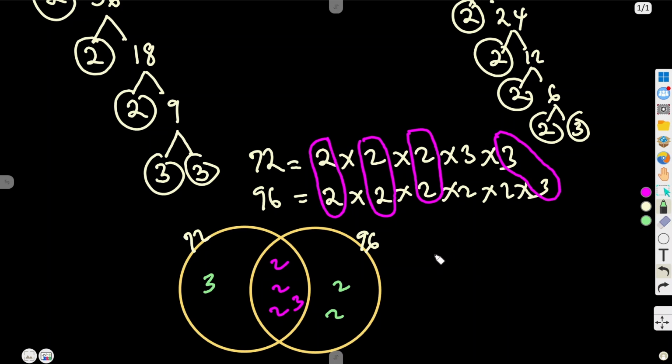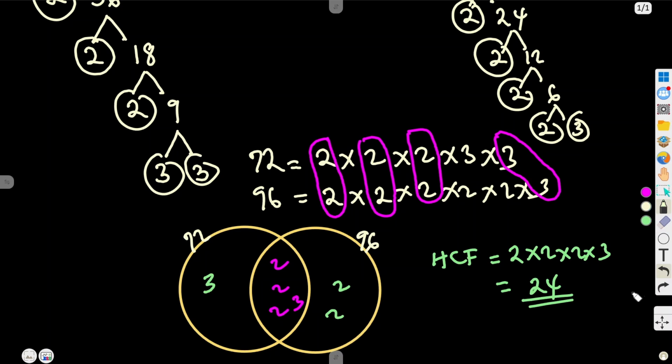Okay, and the highest common factor will be all the numbers in the intersection here. All the numbers right in this intersection, and that will be 2 times 2 times 2 times 3, and of course that will be 8 times 3, that's 24, and that will be the HCF. Okay, good. And very easy, right?